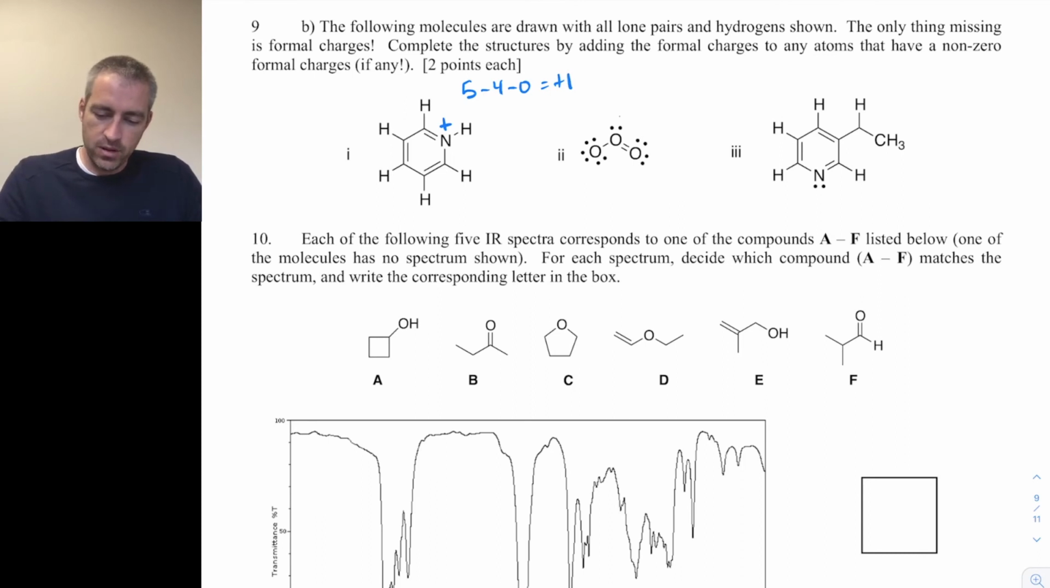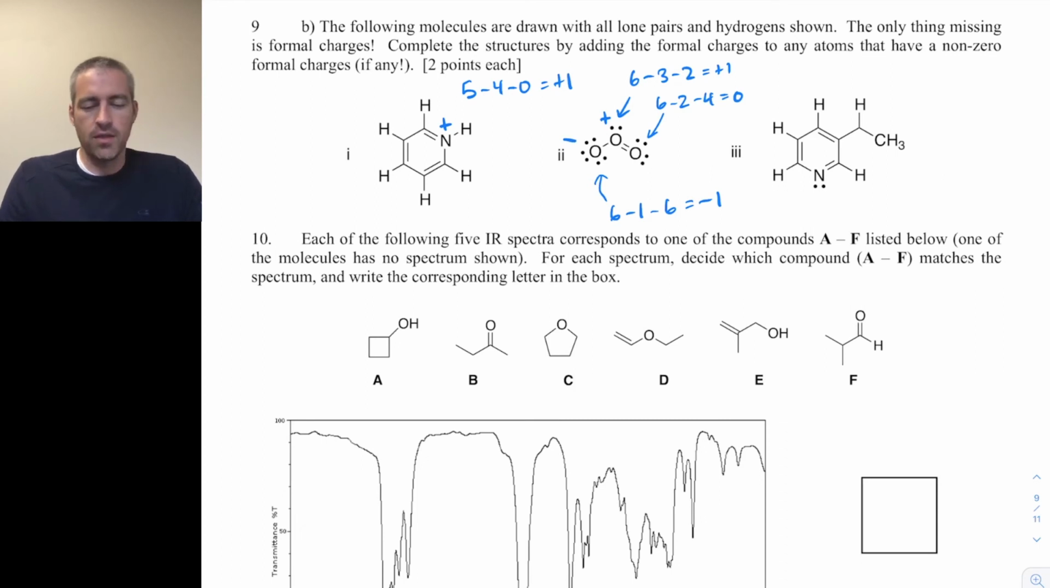In this example, that oxygen, this is ozone, has 6 valence electrons to start out with, minus 3 bonds it's making, minus 2 electrons that are not shared, is +1. This oxygen is 6 minus 2 bonds, minus 4 electrons is 0. So we don't put anything if there's 0. This one is 6 minus 1 bond, minus 6 electrons is -1. So we put a -1 on that oxygen.